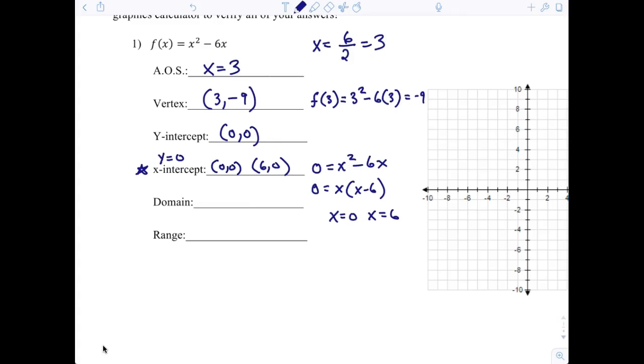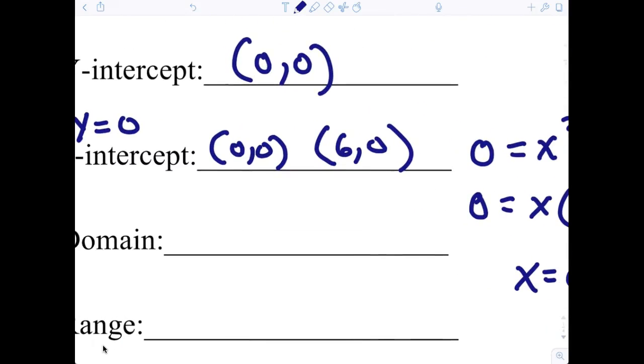A 0 means, and I want you to try to think about this, when the y value is 0. That's what that means. When the y value is 0, you're finding the x-intercepts. So there are x-intercepts and there are y-intercepts. The y-intercept is where the graph crosses the y-axis, and the x-intercept is where the graph crosses the x-axis. So again, just to make sure we're clear, this is the x, this is the y.